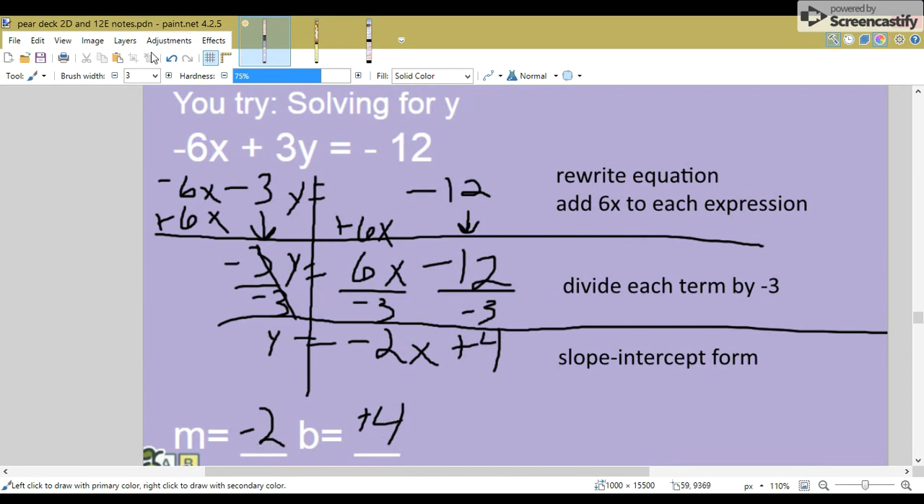Here's your steps. Rewrite your equation to make room for x. Step 2, add 6x to each side of the equal sign. Step 3, divide each term by 3 to get the y by itself to isolate it. And then the last step is that it should be in slope-intercept form.